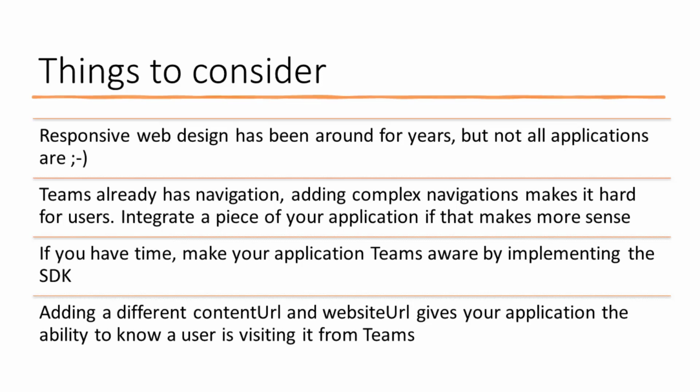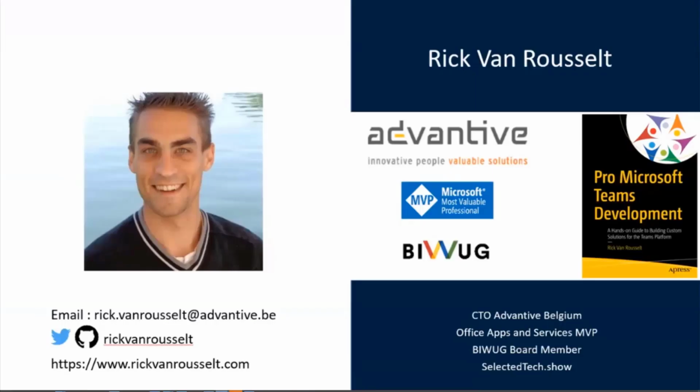If you have the time, quickly add your application to Teams. It won't take you that long, but if you have the time, make your application Teams aware by implementing the SDK. Even if it's just switching the theme of Teams, so if somebody has the dark theme or the light theme, switching that with the look and feel of your application makes a whole world of difference. And of course, adding a different content URL and website URL gives your application the ability to know if a user is visiting it from Teams. So that was super fast, super fly. I hope you guys enjoyed it.